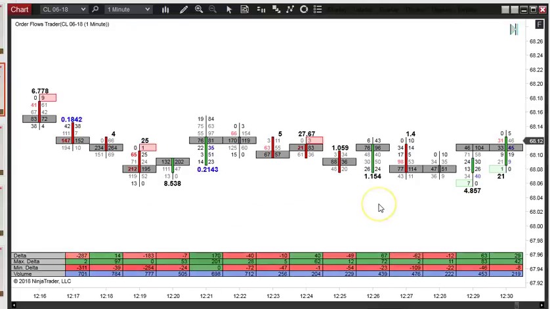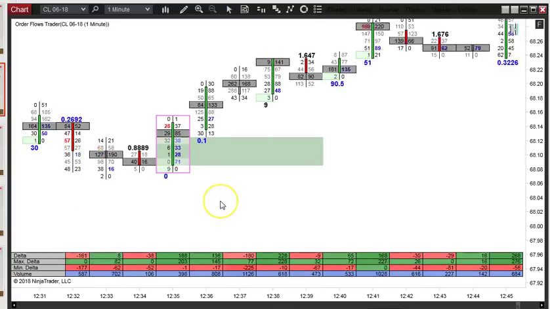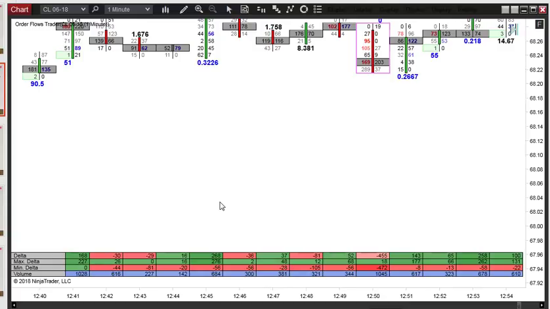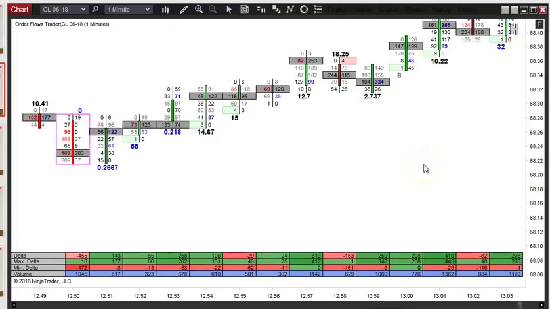Now here's a stacked imbalance. Again, do I like this one? It's sort of in this area, even though the market did go up. Again, take it with a grain of salt because it's coming in an area where we had just been trading for the last 15 minutes. I don't find those to be very high percentage trades, honestly. So that's not one that I would normally take.